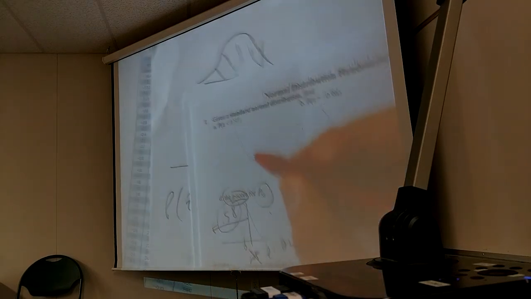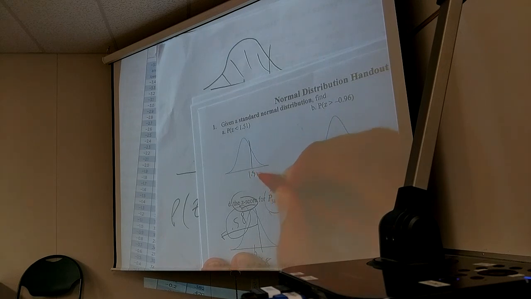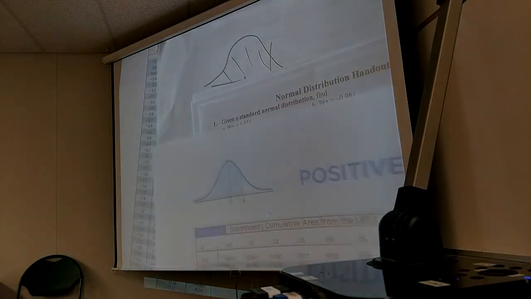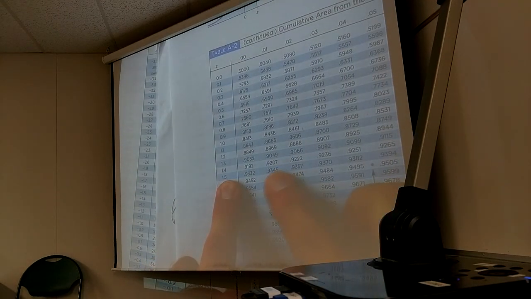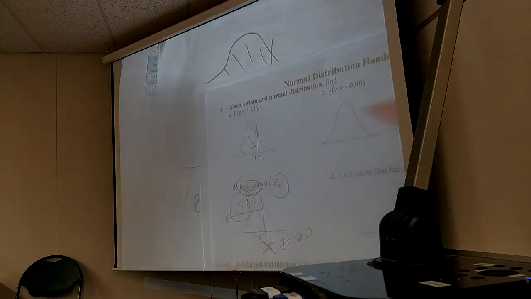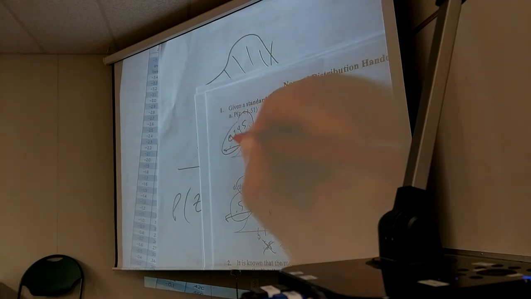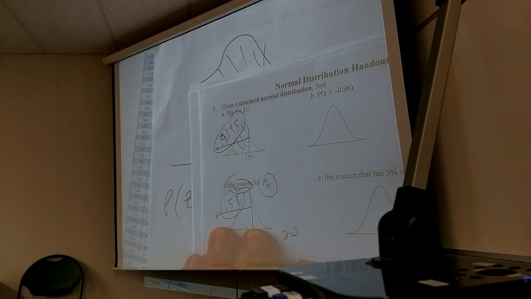All right, let's do the first few. Less than 1.51, that kicks ass, because the chart tells me the area below. So when I look up 1.51, that will be the answer. 0.9345. You don't have to do 1 minus at all.